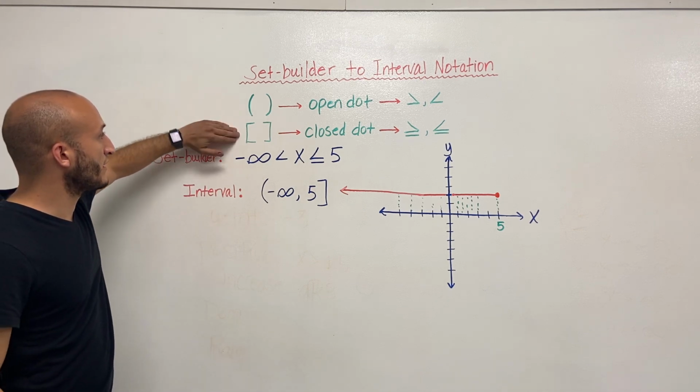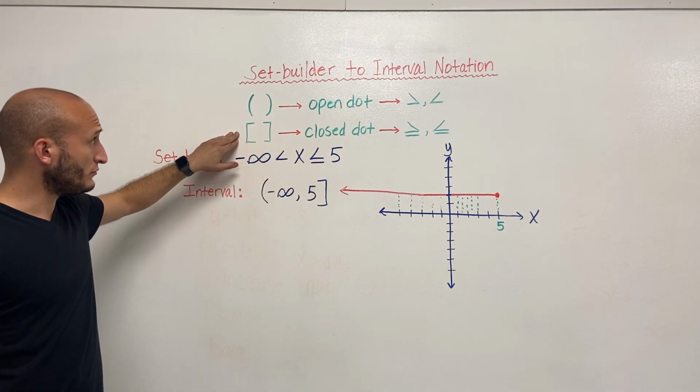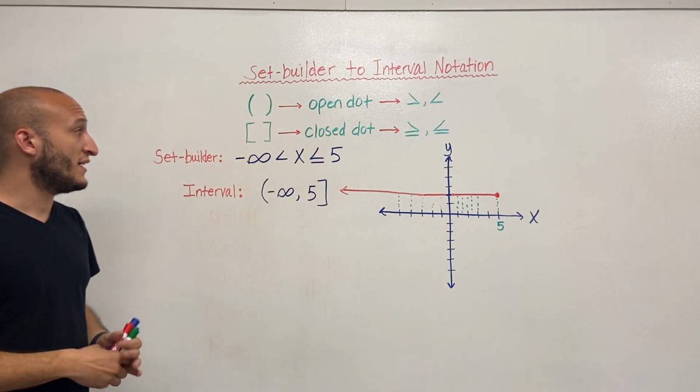Remembering this, that when it's a closed dot I use square brackets, and parentheses on an open dot, helps a lot.